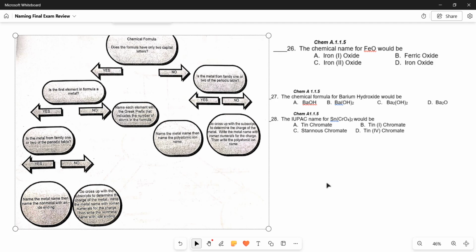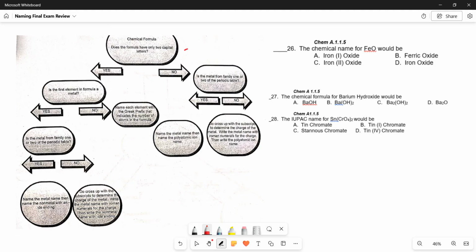At the top, the first question that we're going to ask ourselves is, does the formula have only two capital letters? If it does, then we're dealing with two elements. The first question on the left is, is the first element in the formula a metal? If the answer is no, we're talking about non-metal pairs, which are covalent, where we use Greek prefixes. I think it's weird, but I did not ask any questions on covalent naming on the test that I'm sharing with you, but I will show you just quickly about naming covalent compounds.